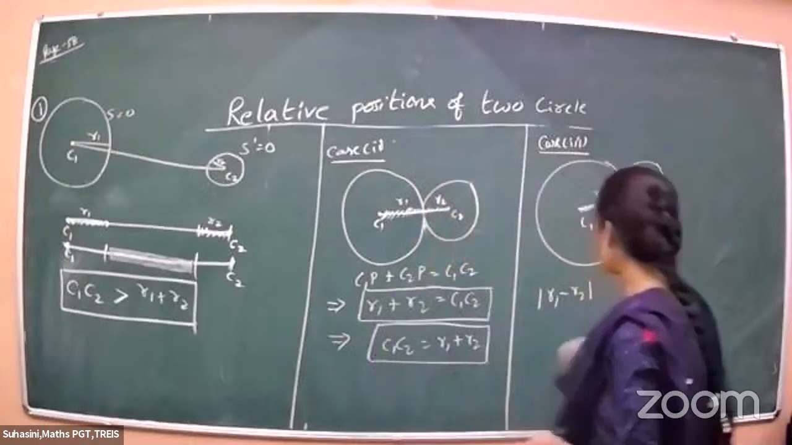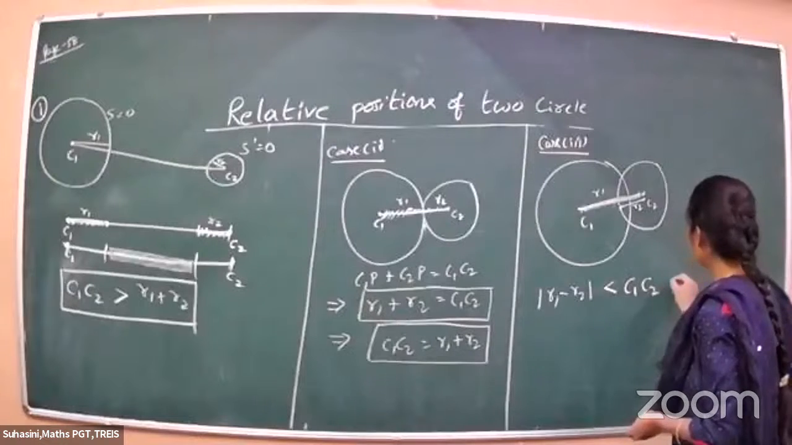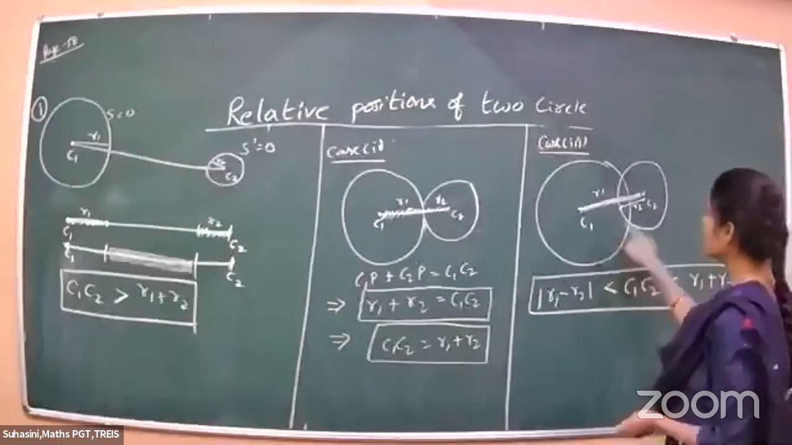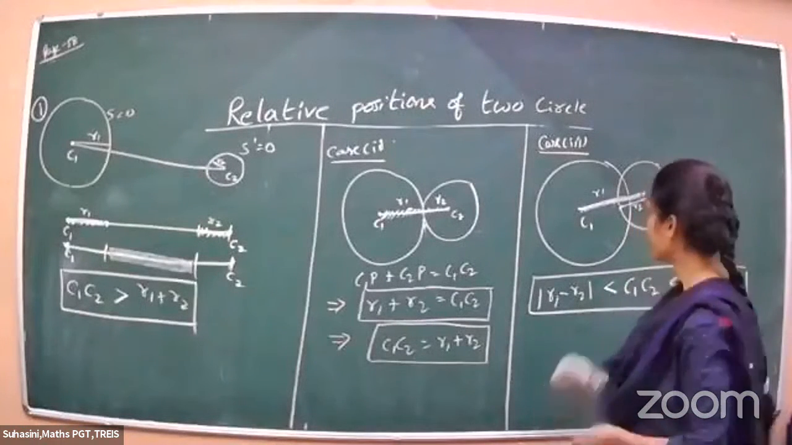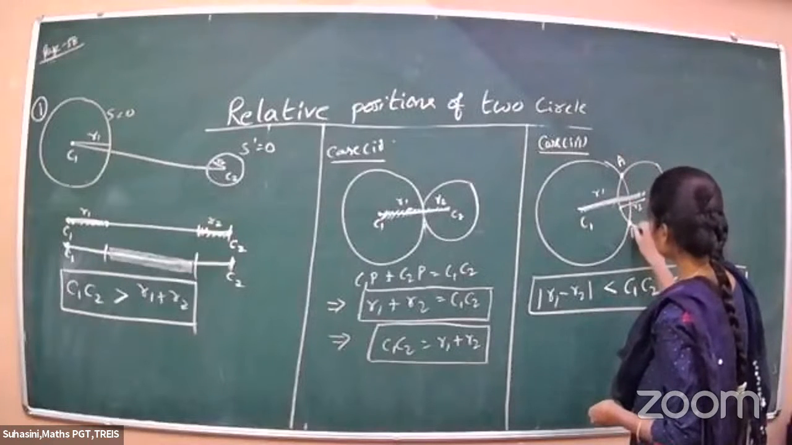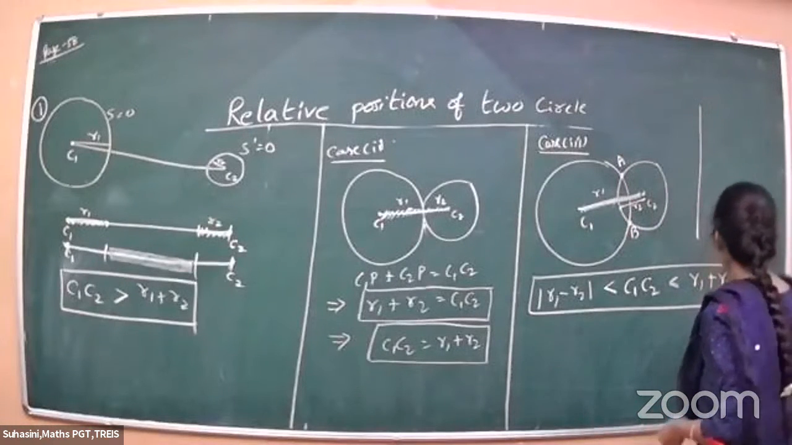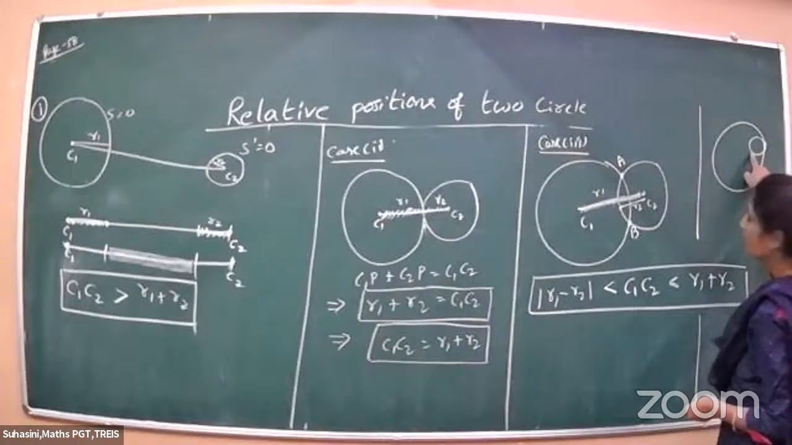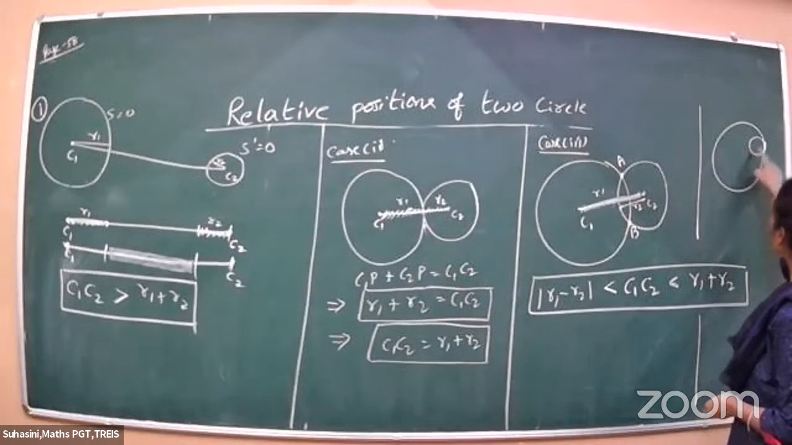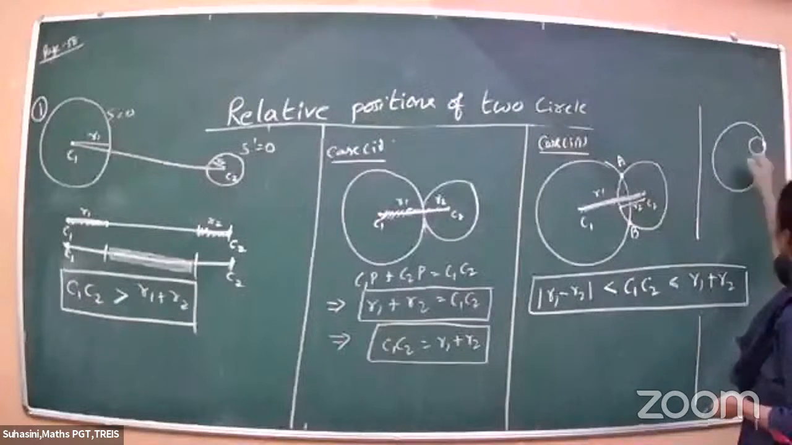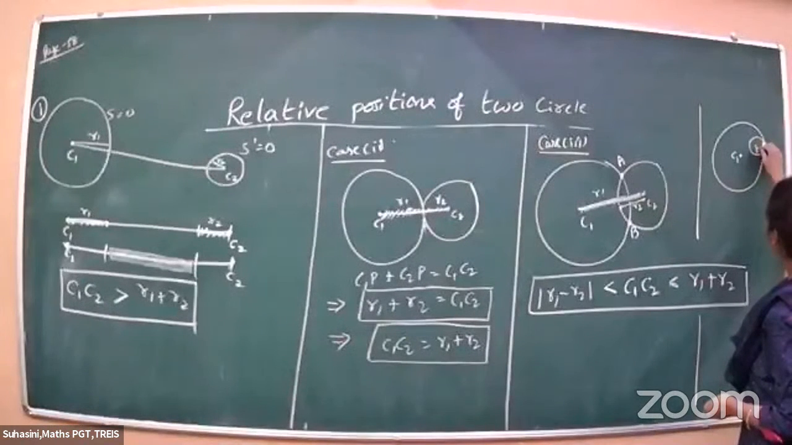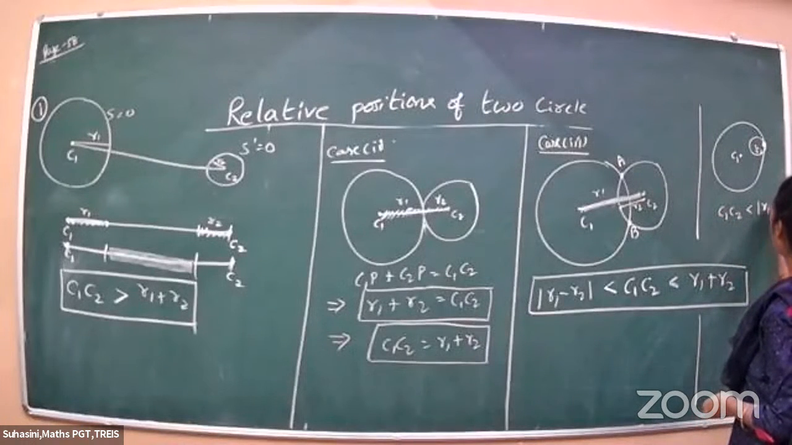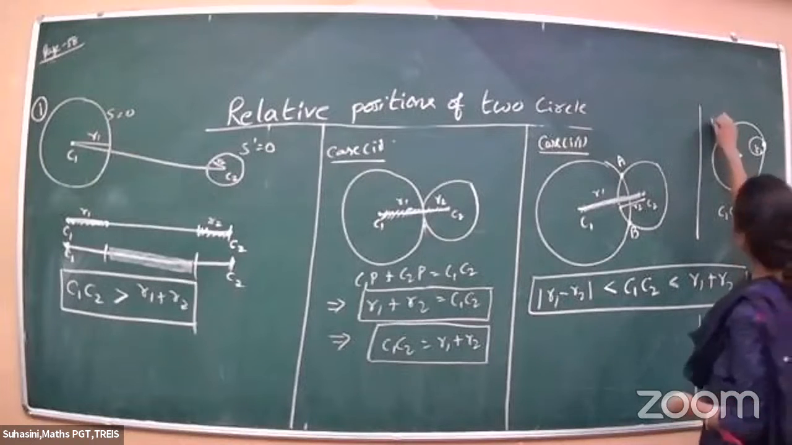Okay, sir. So mod R1 minus R2 is less than C1 C2 is less than R1 plus R2 is the required condition for the circles to intersect at two different points. And we have the other condition, when one circle lies completely inside the other circle and touches internally, then the point of contact is internal. The condition required for it is C1 C2 equals mod R1 minus R2. And this is the fourth condition.